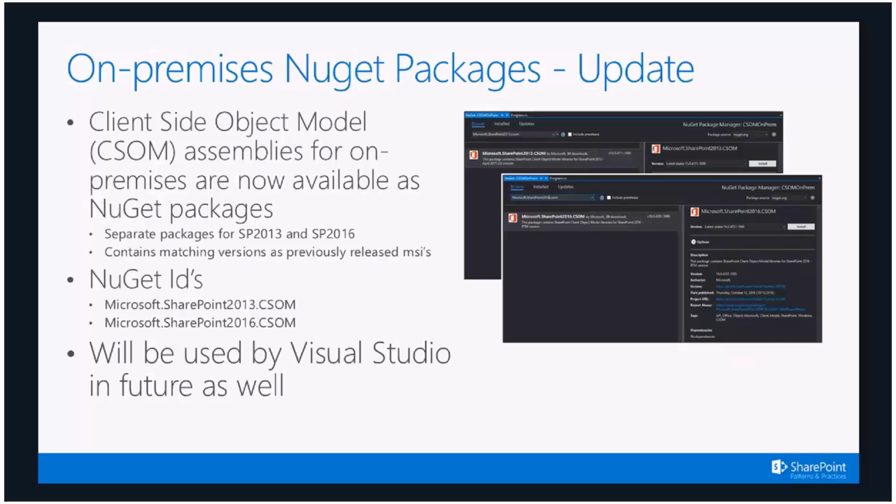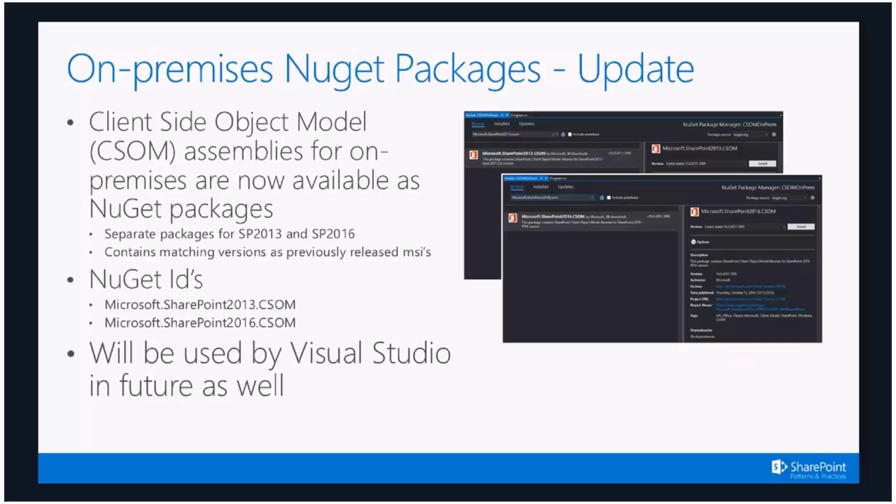But what we did was that, from an engineering perspective, we realized that there has been a long-lasting ask for getting the client-side object model on-premises versions as NuGet packages as well. In the past, these were only available as MSIs. So what we decided to do is release the exact same assembly versions as NuGet packages. So now if you are targeting SharePoint 2013 or SharePoint 2016 within your development, you can reference these NuGet packages directly from the NuGet Gallery, and you do not have the prerequisite of installing an MSI on the computer.